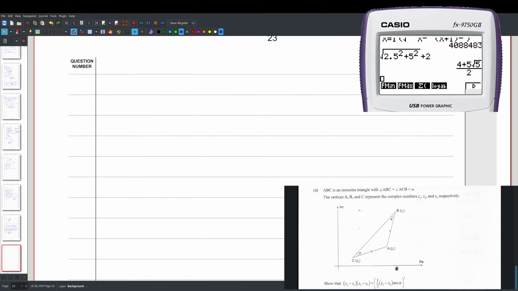Oh no! What is this? ABC is an isosceles triangle with angle ABC equals angle ACB equals alpha. Okay, the vertices, yada yada. Okay, I see how it is.